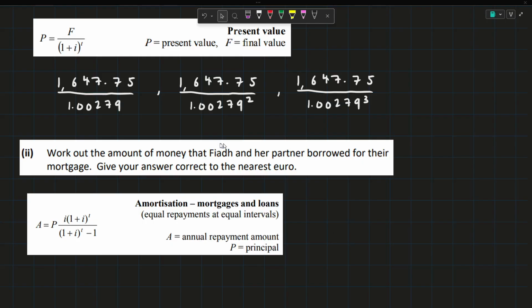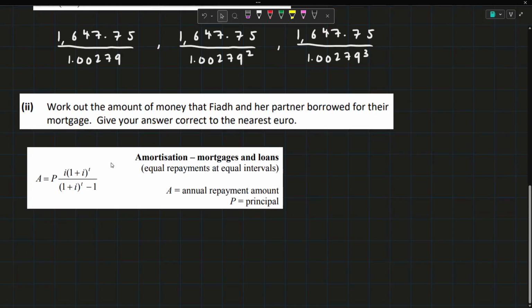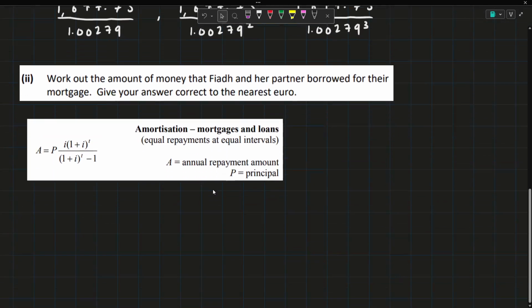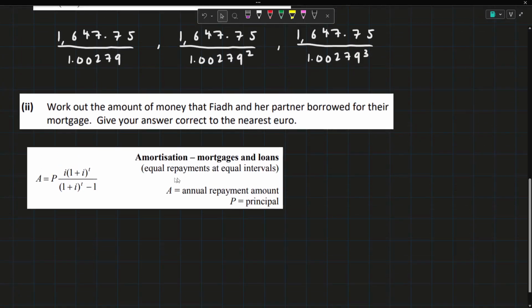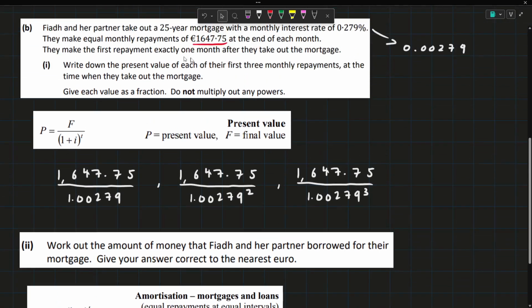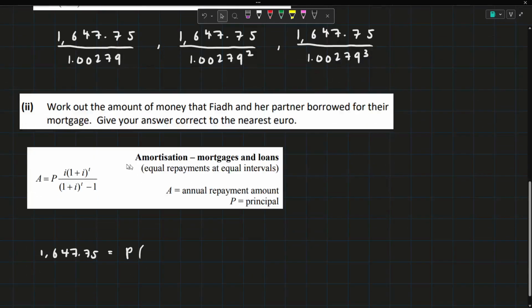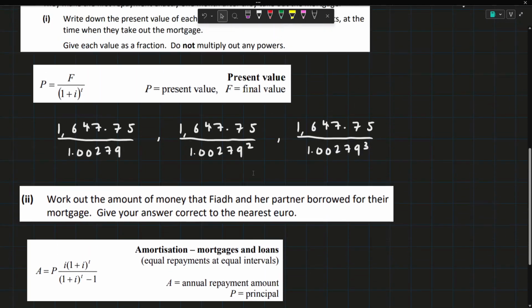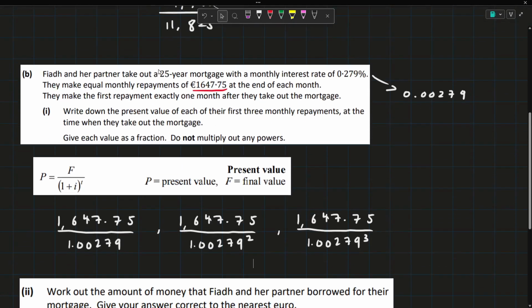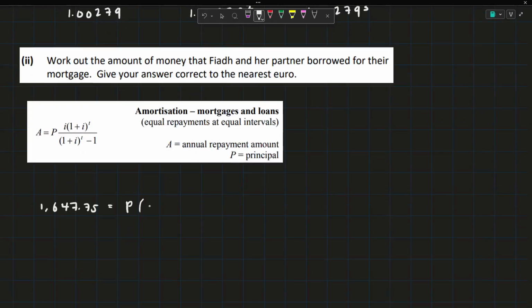Then we're told to find out how much they borrowed in total. Give your answer to the nearest euro. You can do this with series if you want. A slightly faster way is to use the amortization formula. We're looking for P here. The principal is the amount borrowed. The monthly repayment amount is this number, 1647.75, and it equals the principal times the interest rate. Remember, we're doing this all monthly, so we'll convert the time to months and use the monthly interest rate. Or you could convert the interest rate to annual and use 25 years instead of months. So we'll have P times i.